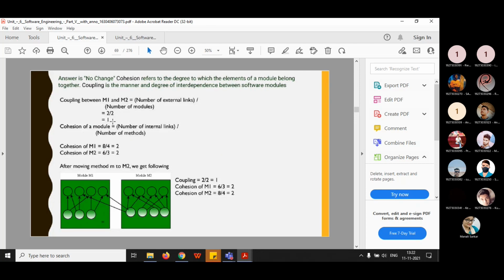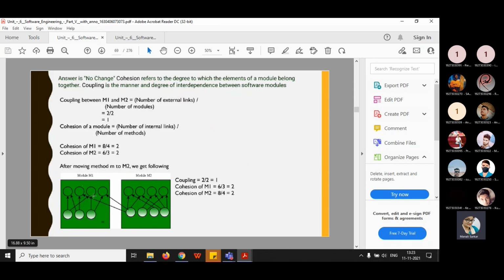Okay. Next, see how to find out cohesion. The cohesion of a module is the number of internal links divided by the number of methods. To remember the terms cohesion and coupling, as I said, cohesion means interaction between your family members, and coupling means interaction between you and your neighbor.